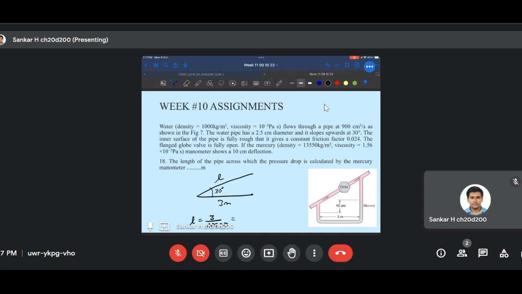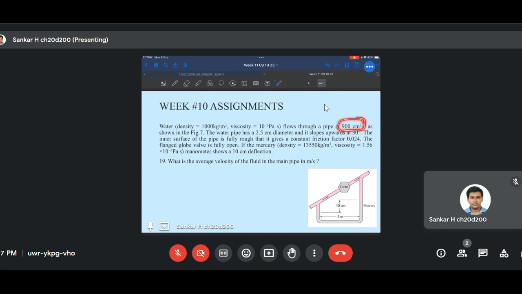And this will be nothing but 2 times root 3, which is approximately equal to 3.46 in meters.